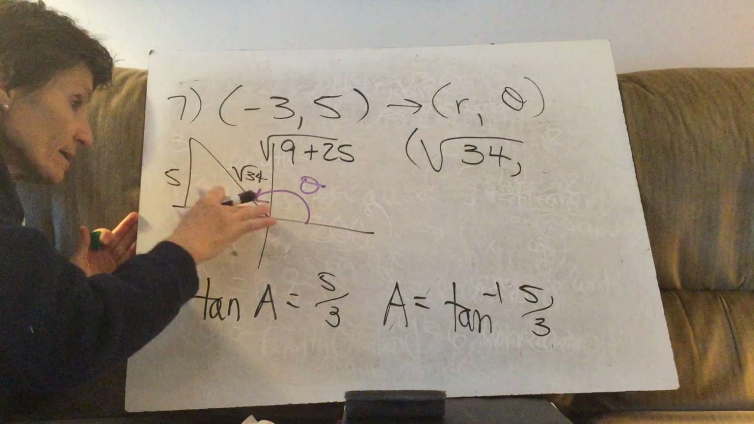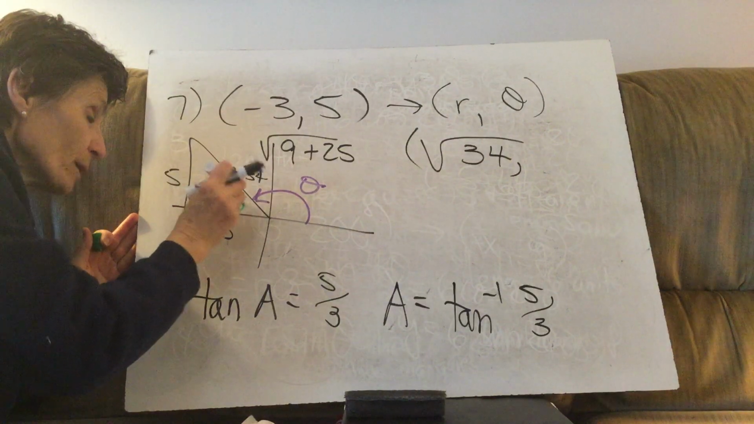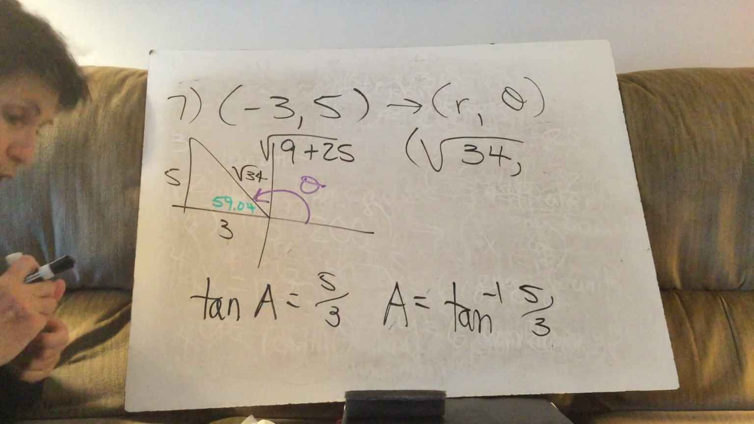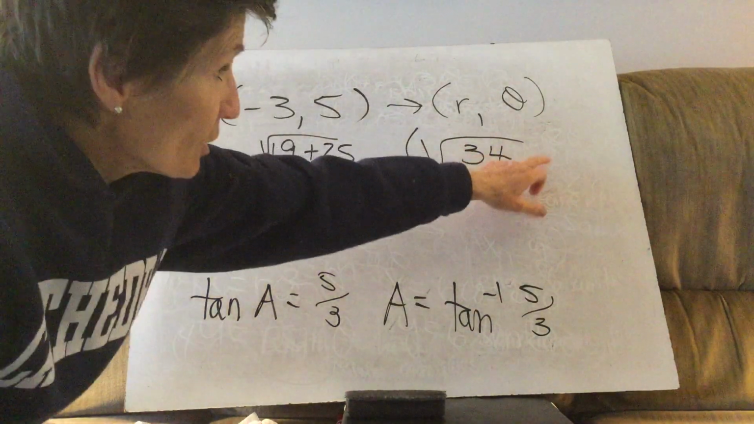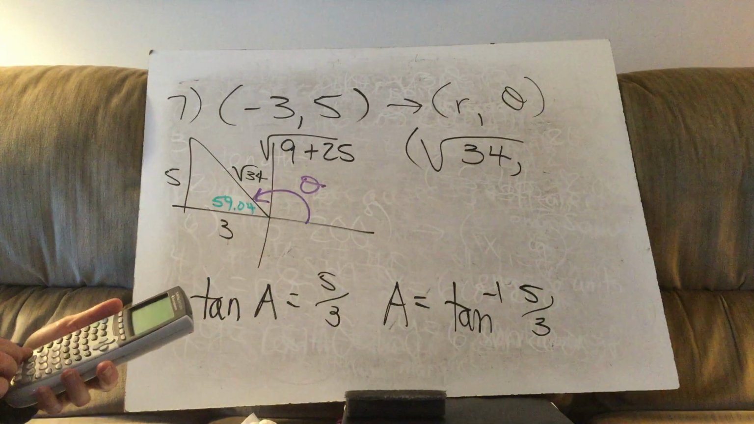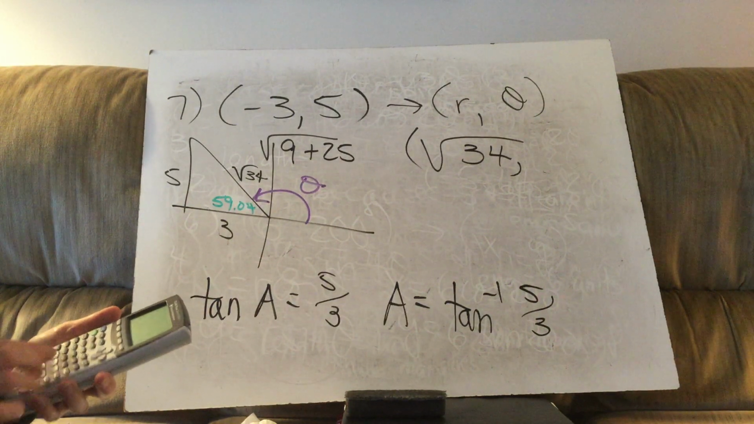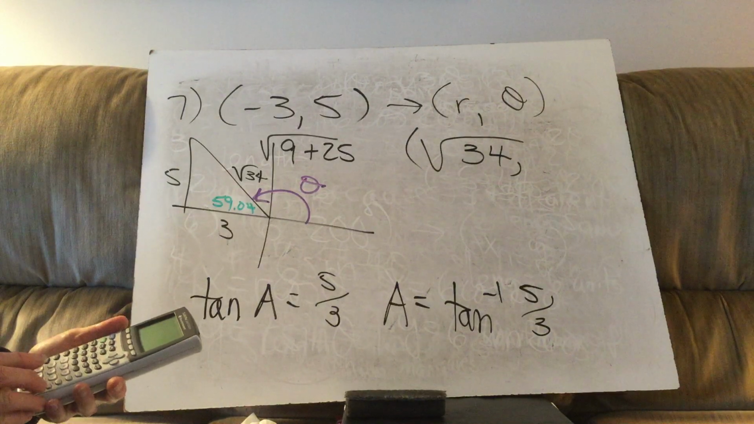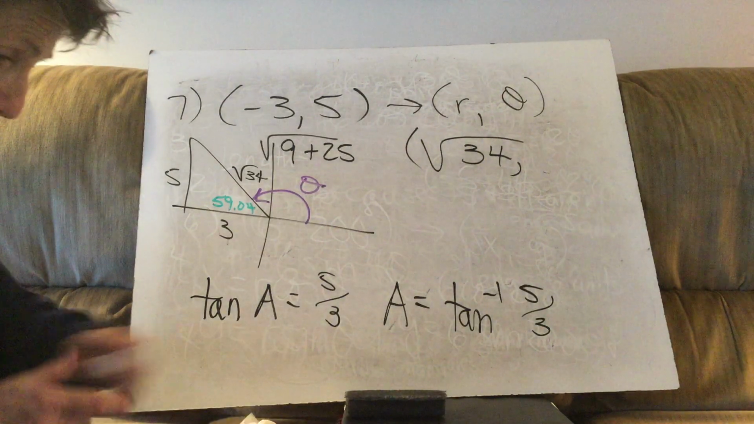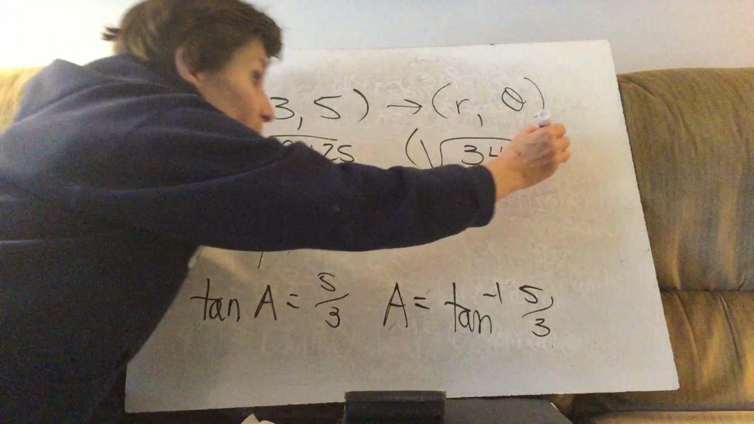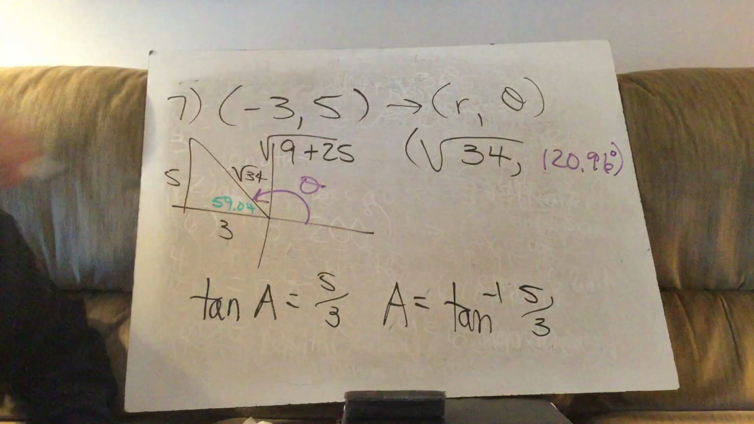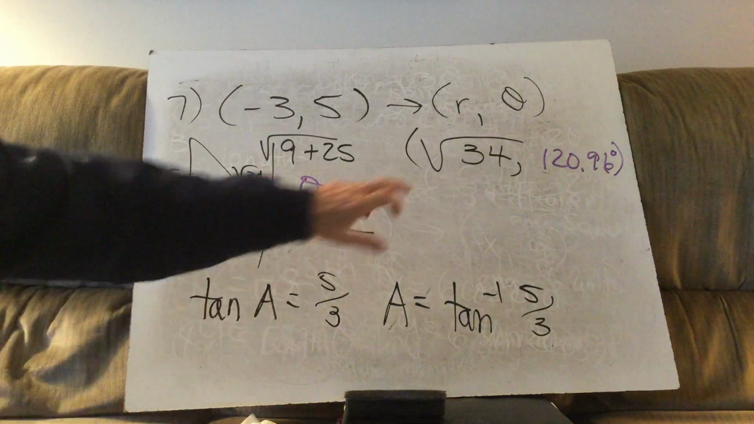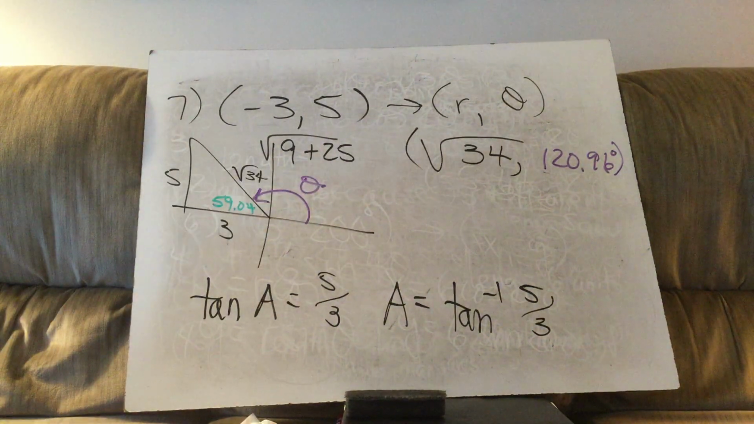So this angle right here is 59.04. Now the purple angle is actually my theta. That's what's going to go right here. So to get that, I'll do 180 minus the 59 number. So my purple angle is 120.96. And those are the polar coordinates. These are the polar coordinates for that ordered pair.